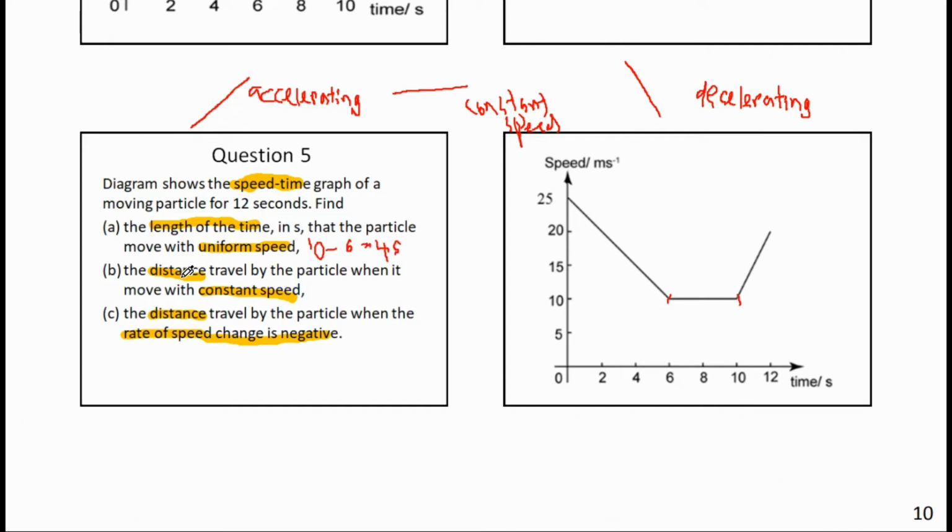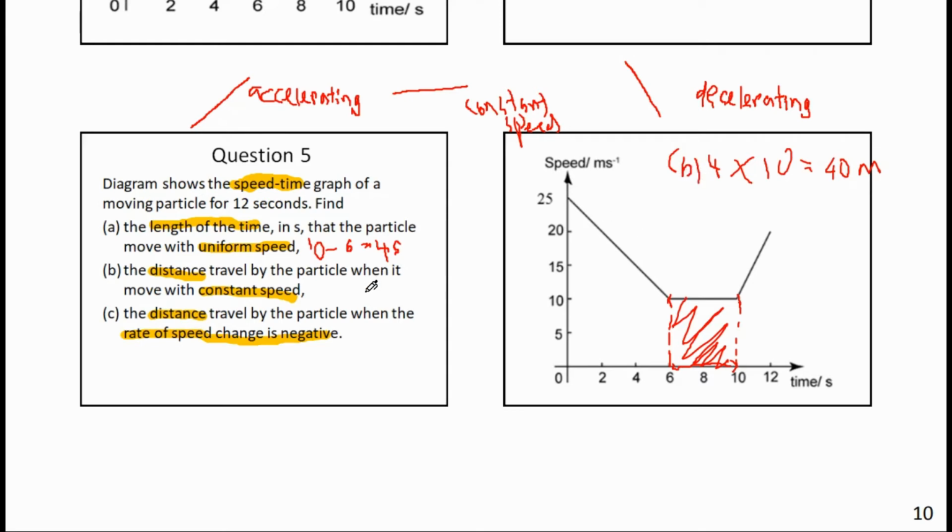B, the distance traveled by the particle when it moves with constant speed. Okay, so constant speed is here. To find the distance traveled, we have to find the area under the graph. So this is the area under the graph, a rectangle. So we use the formula for a rectangle, length times width. So the length is 4 times width 10, 40 meters. This is for part B.